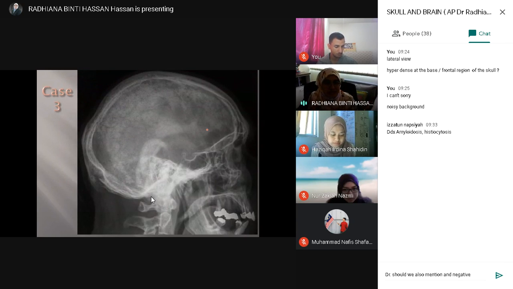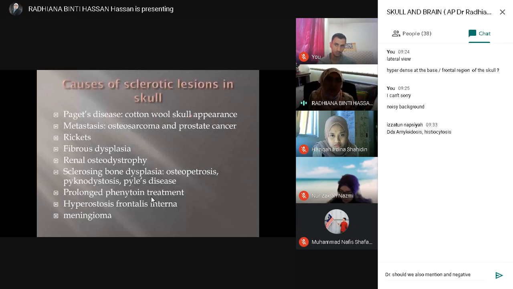So this one, to save time, I'll just straight away tell you, this is the sclerotic changes. You can see a soft opacity almost occupying all the bones. You can see all these sclerotic changes. So sclerotic skull lesions can occur in Paget's disease. METS also, certain types of METS, especially osteosarcoma and prostate cancer, are known to have sclerotic metastasis instead of lytic.